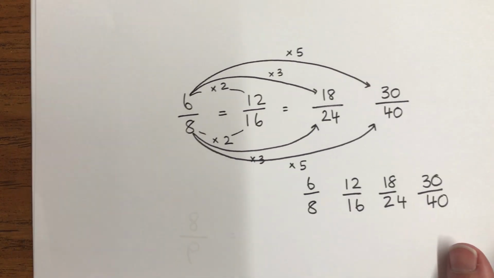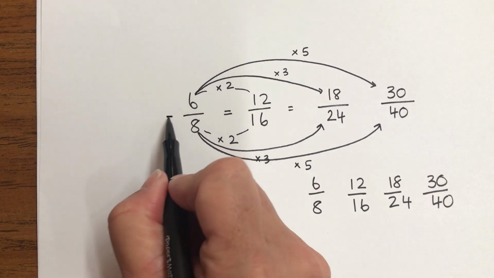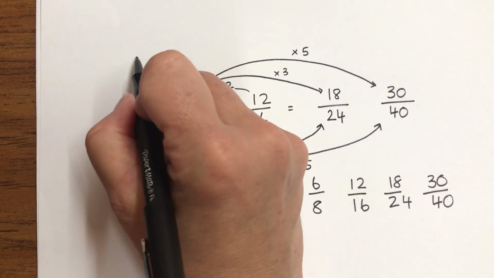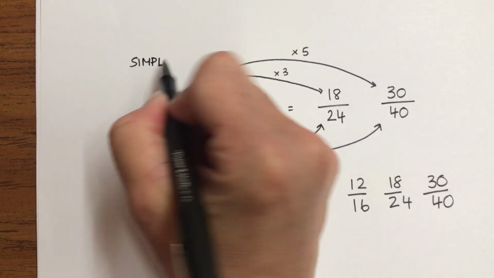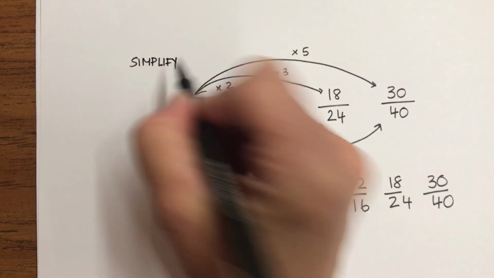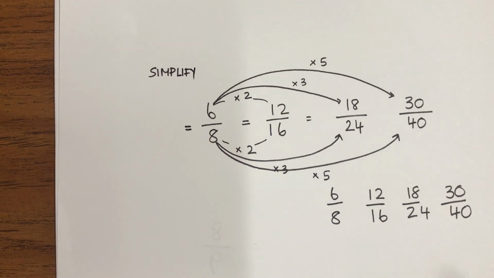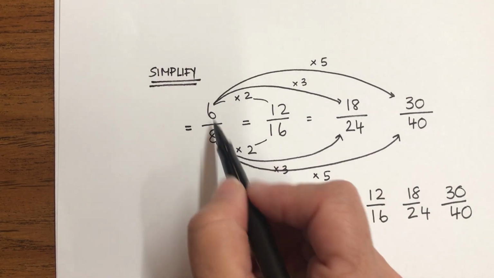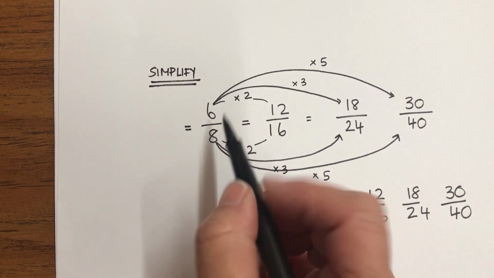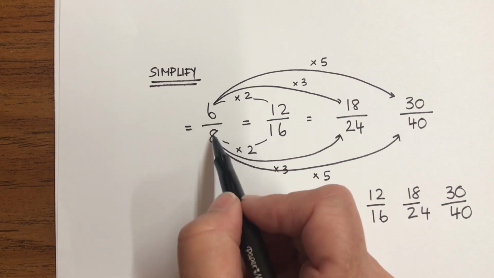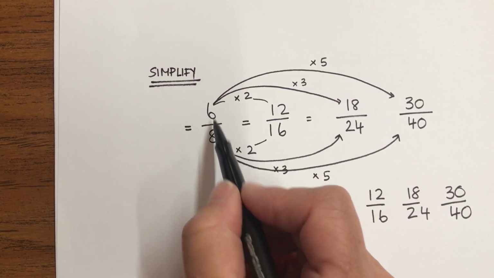Now, if I wanted to simplify, simplifying means finding an equivalent fraction where the numbers are smaller. And it's just easier to understand when a fraction is simplified. So the question you ask yourself when you're simplifying is, well, is there a number that goes into both? And in this case, there is.